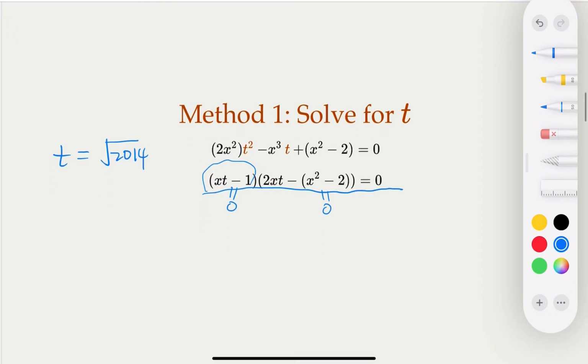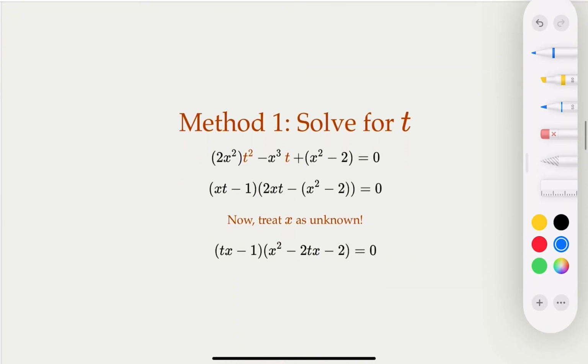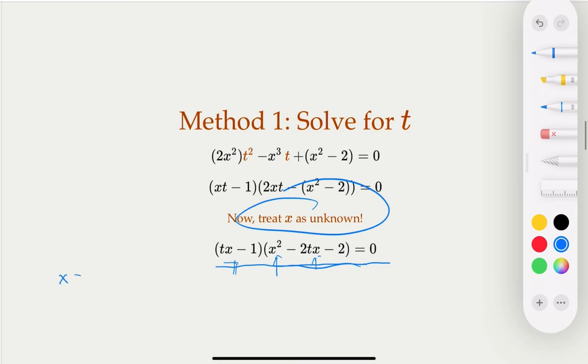So you're going to go back and treat x as the unknown here, right? So treat x as unknown. So we're going to rewrite it in terms of x is unknown, these quadratic equations. You can solve it using quadratic formula here, right? So this is easy. This is x equal 1 over t.